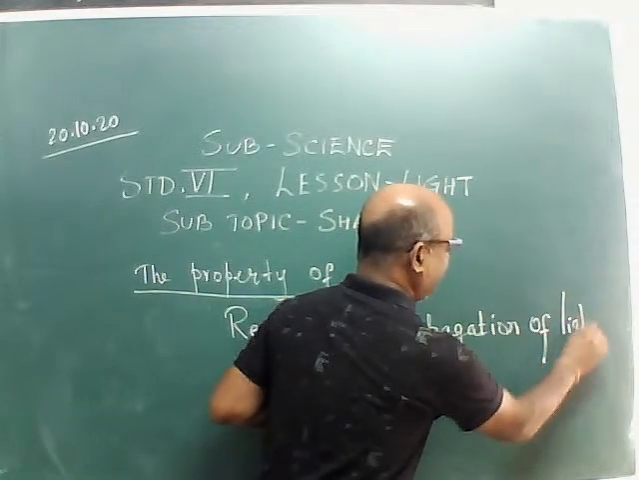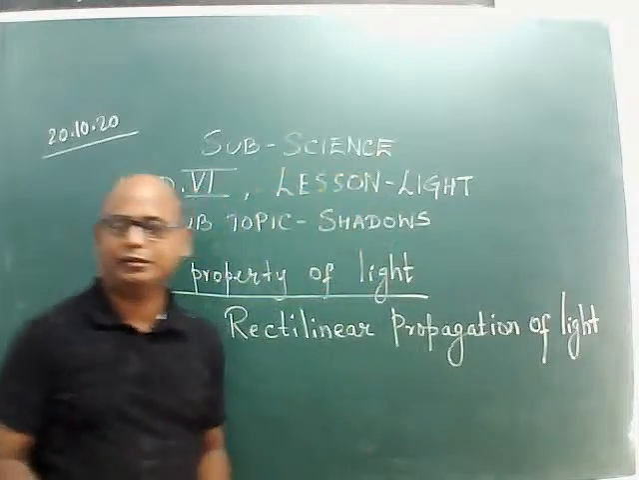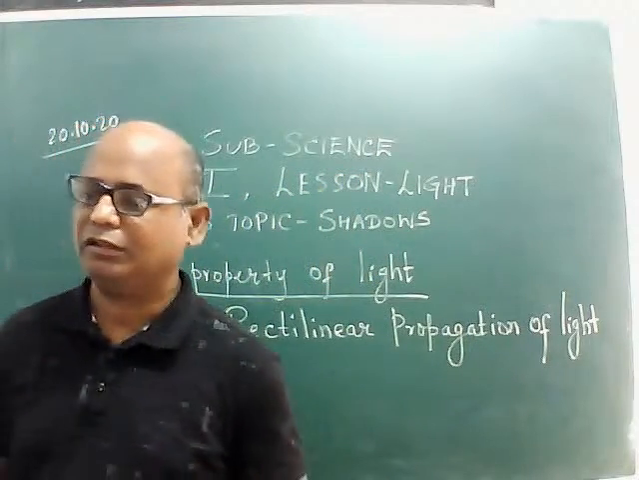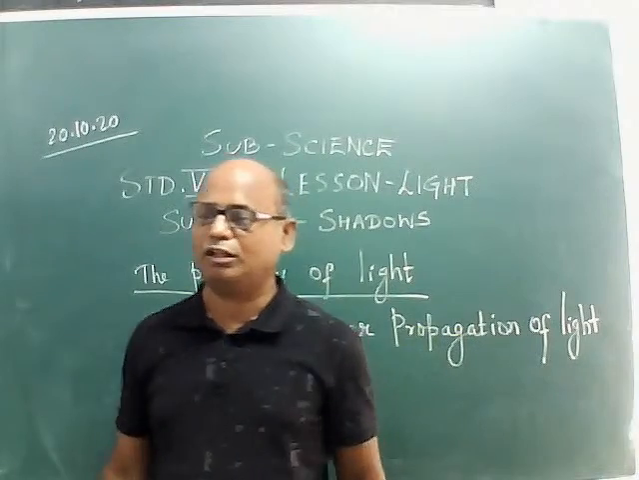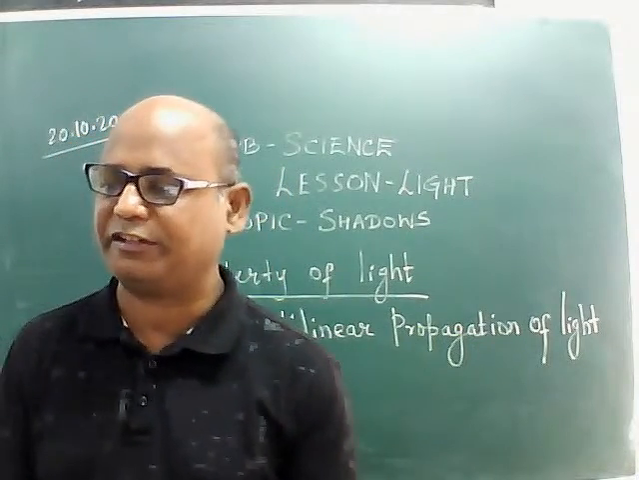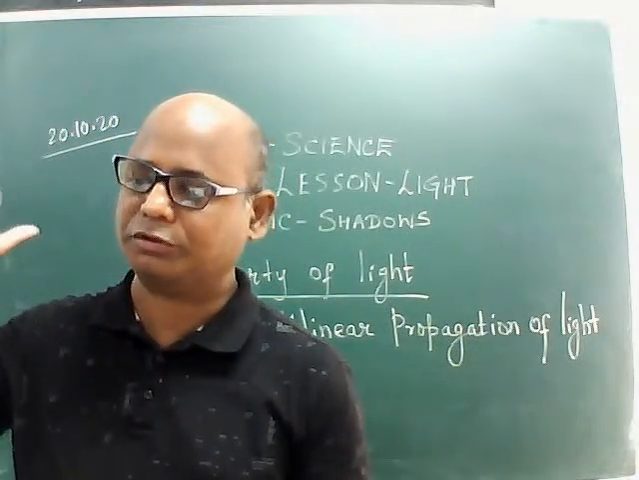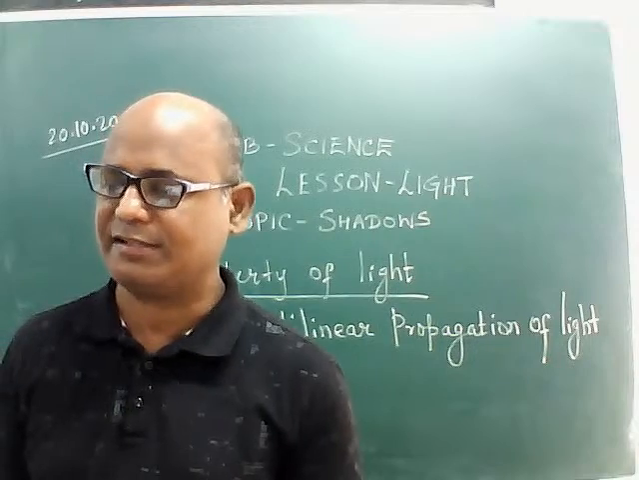Rectilinear propagation of light. The property of light that it always travels in a straight line. That is called rectilinear propagation of light. Yesterday I wrote it on the green board. Nobody gave me this answer.